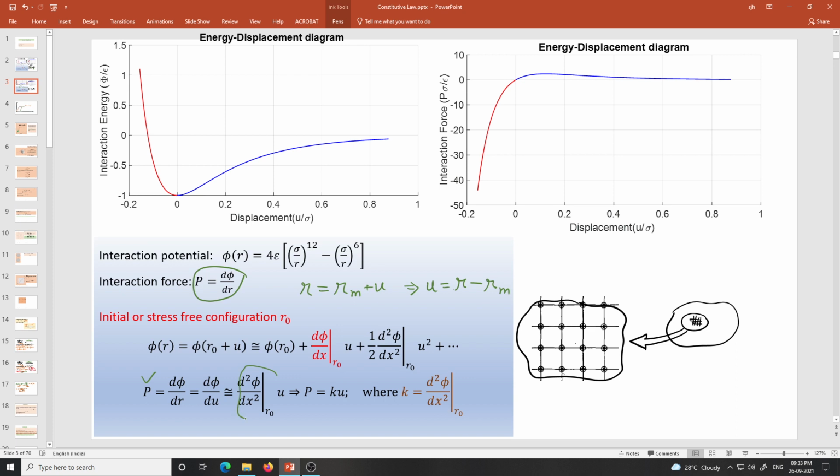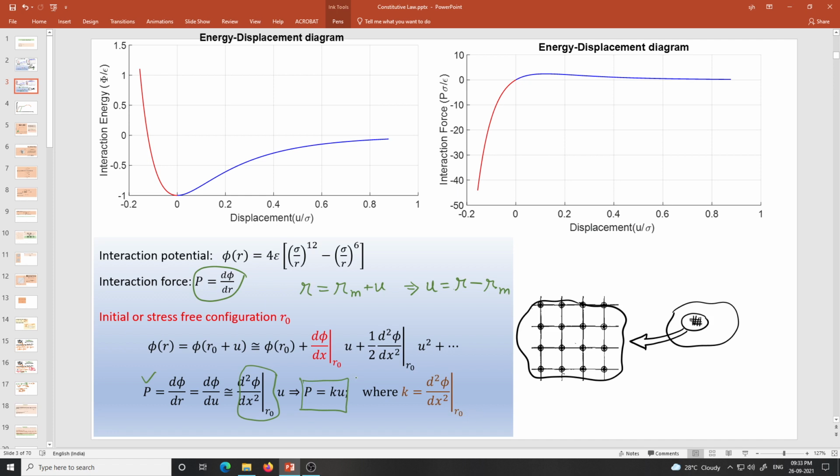Now if we calculate the interaction force at the deformed configuration, what we get is the curvature of the interaction potential times the displacement u. This curvature is measured at the equilibrium configuration, so that is a constant. So it is exactly taking the form as if it is a spring with a spring constant k, which is d2 phi dx2 evaluated at r naught, or u0.